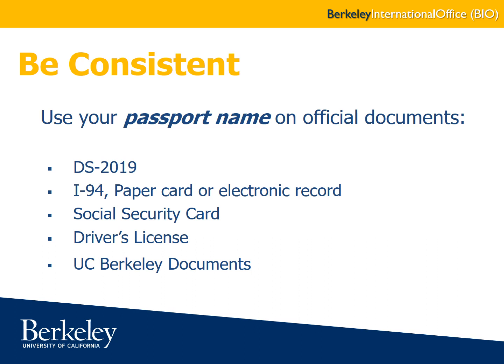It is important to be consistent and use your passport name on all official documents during your J Exchange Visitor Program. Your passport name is what is shown in the barcode at the bottom of your passport ID page. We use that name for your DS 2019 as well, and it should show the same name on your I-94, Social Security card, if you need to get one, your driver's license, if you decide to get one, and your UC Berkeley documents, such as those with human resources.